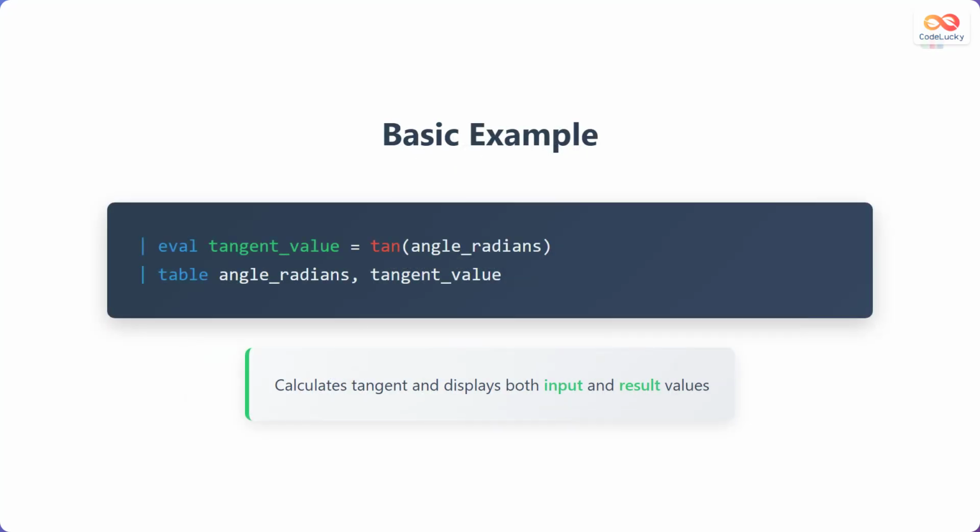Here's a practical example of how to use the tan command in your Splunk searches. The eval command is used to create a new field called tangent_value by applying the tan function to the angle_radians field. Following this, the table command displays both the original angle values and their corresponding tangent results.